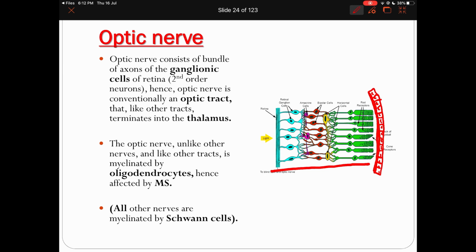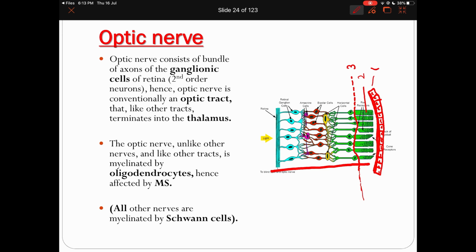Out of these 9 layers, the second layer will be the outer segments of your rods and cones. Then when the inner segment comes here, you will see a line or a membrane which will hold them all together, holding them by the neck, so that they are stabilized. This is the third layer, called the outer limiting layer.